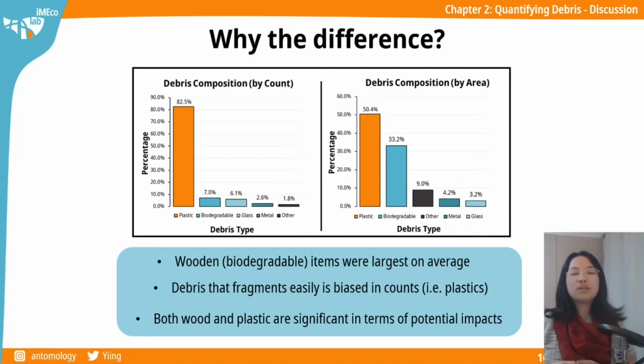And so from these results, I think what we can see is that even though wood might be biodegradable, it can still have a significant impact in terms of how it might be affecting the mangrove, especially if the impacts are smothering or reduced surface area for where seedlings can settle.